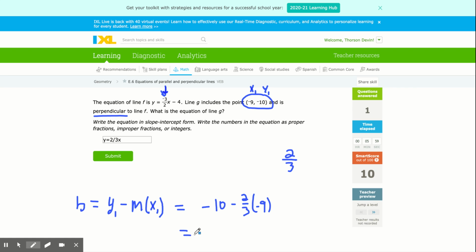So that's going to be a -10. What's nice is negative times a negative is positive. 2 times 9 is 18/3. Oh, but 18/3 reduces to 6, so it's -10 plus 6, and -10 plus 6 is -4. So my b value is -4.